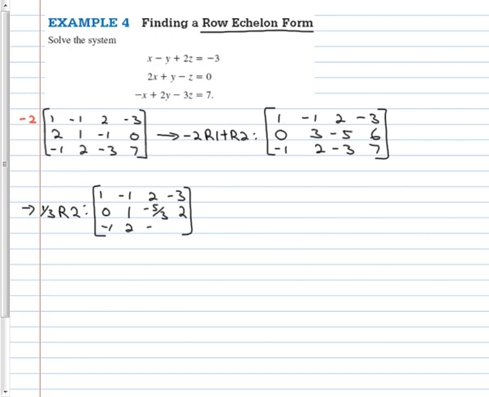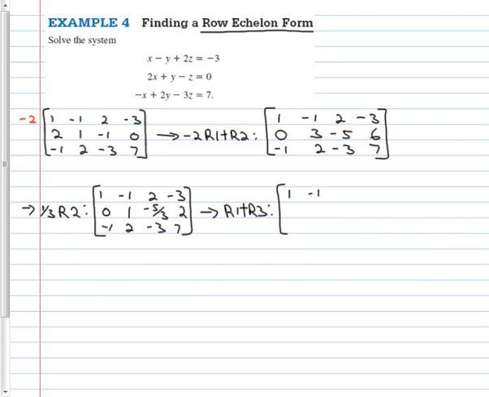-1, 2, -3, 7. Okay, my row 2 is just what I want. So I'm going to come to the bottom. I want to eliminate that -1. Looking above, what can I do? Just add it to which row? Yeah. Row 1 plus row 3. That's all I'm doing on this step.